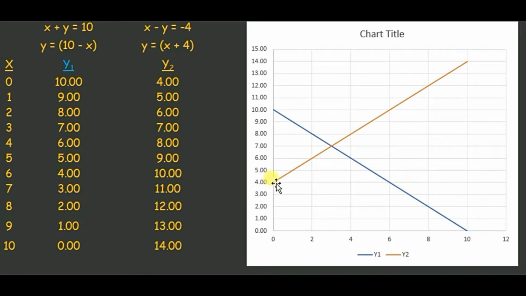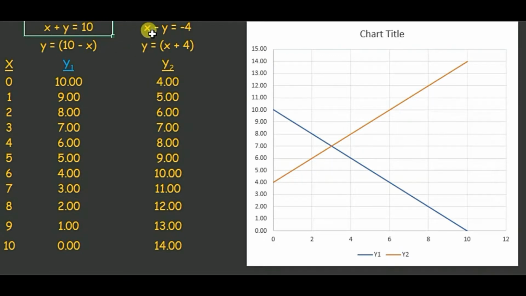Now from this graph, you can see the point of intersection, which is x is 3 and y is 7. Y is this value 7, and x is between 2 and 4, halfway between 2 and 4. So x is 3 and y is 7. It means 3 boys and 7 girls would be the common value for these two equations. If you replace 3 here for x and 7 for y, you will get 3 plus 7 as 10.